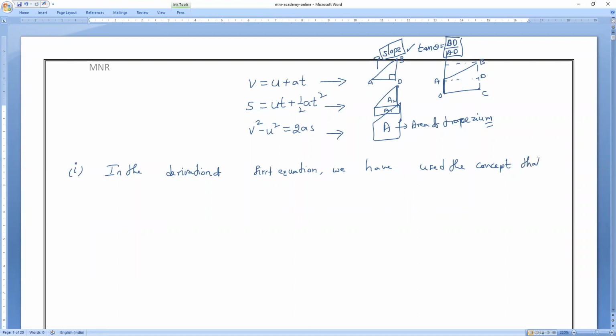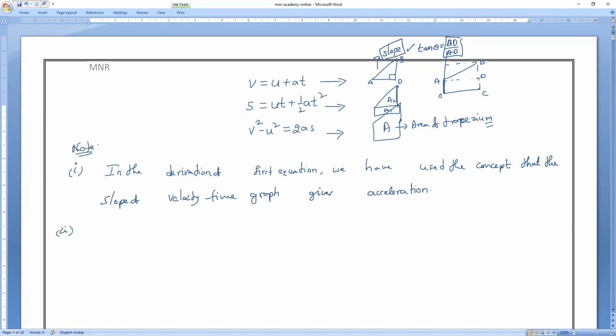We use the concept that the slope of the velocity time graph will give you what, guys? Anybody? Slope of velocity time graph gives you what? Those who are not responding, you can leave the meeting. No issues. Acceleration. Okay, that is the first important note.